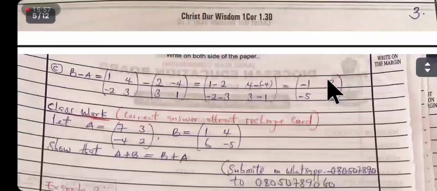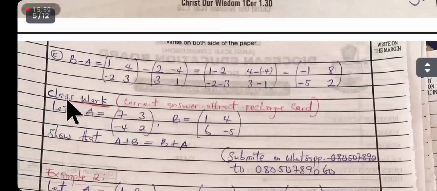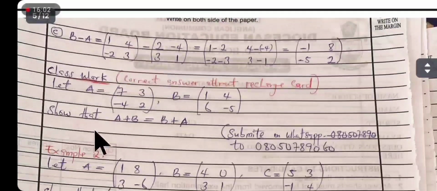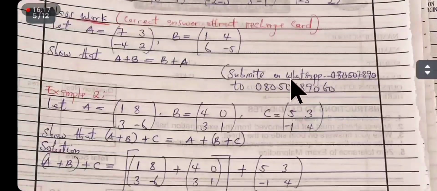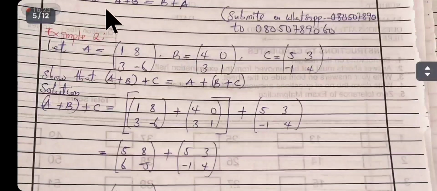Alright, so classwork, you have a classwork here. You can pause this video and try this yourself. Correct answer attracts a recharge card. So let A equal this, matrix B equals this. Show that A plus B is equal to B plus A. If you can show it, submit on WhatsApp. This is my WhatsApp line. So submit here, and of course you get a recharge card. Submit your answer there, you get a recharge card.